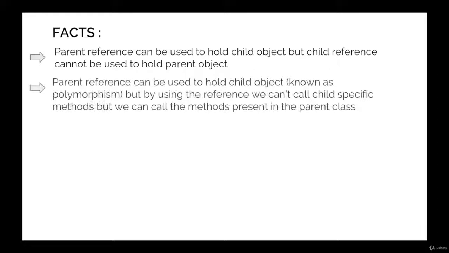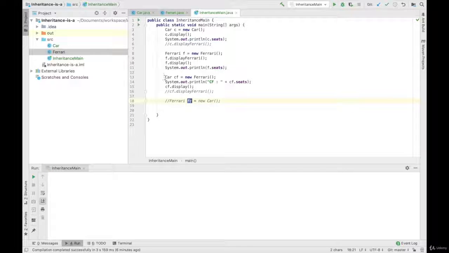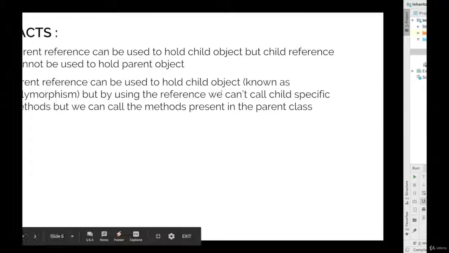But when we tried to use a child reference to hold the parent class object, the compiler threw an error. So this is one of the facts that you're supposed to remember. The second fact is that a parent reference can be used to hold a child object. This is also known as polymorphism, which we will discuss. But using the parent reference, we can't call child specific class methods, though we can call the methods present in the parent class. So by using this parent reference, which holds the child object, we could call the method in the Car class but not the method in the child class.